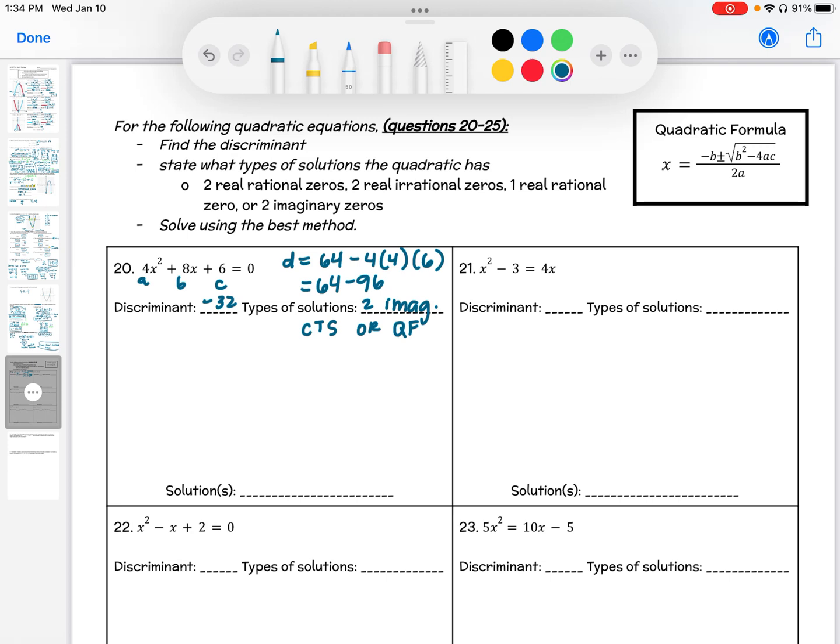So let's go ahead and plug the rest of it in. Remember, our discriminant is what's under the square root. We already solved for that. So let's write out x equals negative b, so -8, plus or minus the square root of negative 32, that's what we got for the discriminant, over 2 times a, which would be 2 times 4, which would be 8.